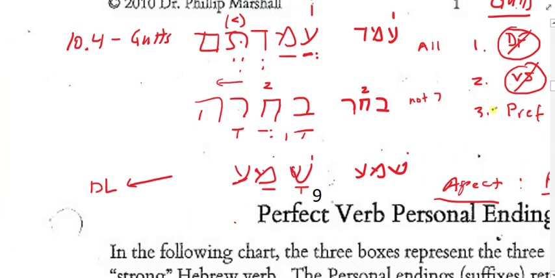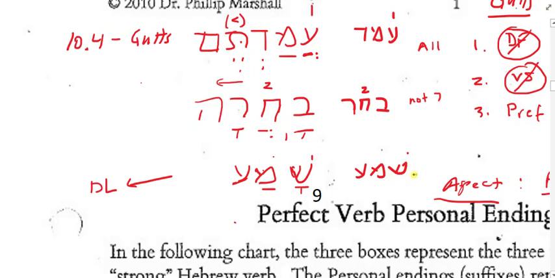Anybody remember what Shema means? You know the Shema in the Old Testament? The confession of faith? Who knows what the Shema is? It's in Deuteronomy 6. Hear, O Israel, the Lord our God, the Lord is one. The first word of that verse is hear, and it's the Hebrew word Shema, which means hear. Okay? So the verb shama means to hear.